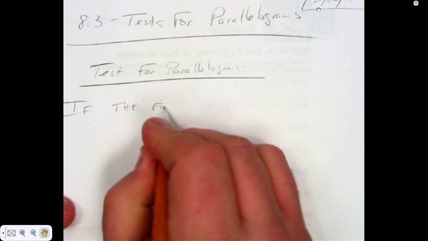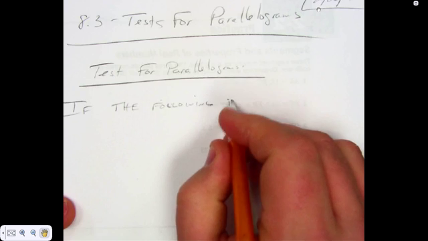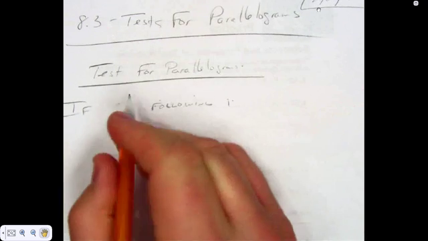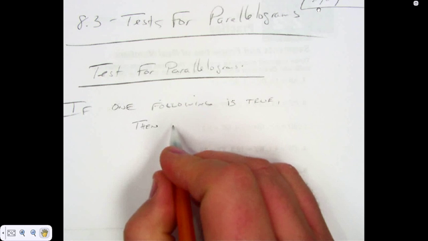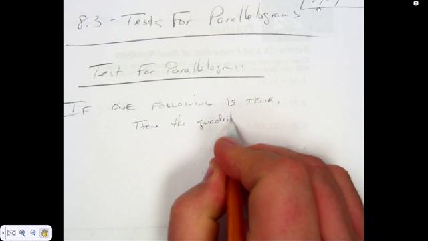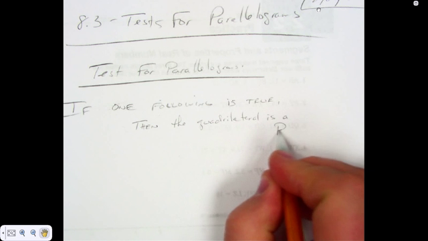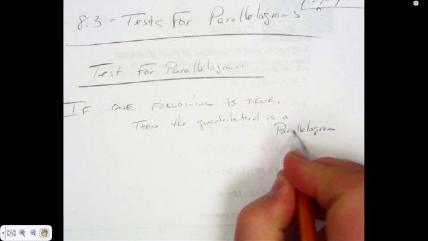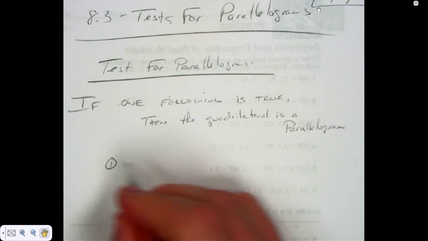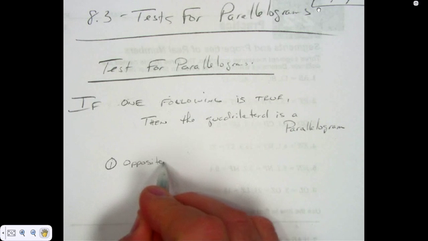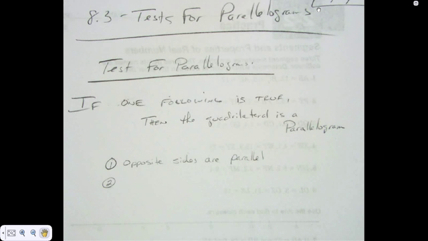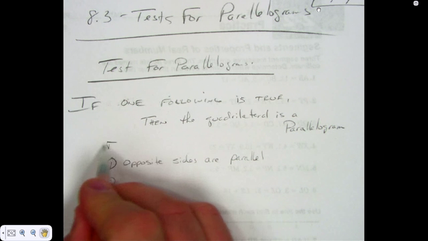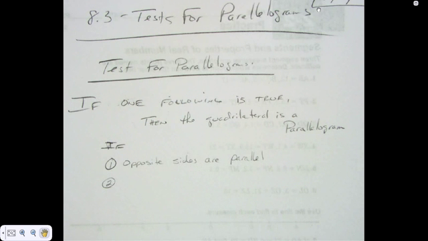If one of the following is true, then the quadrilateral is a parallelogram. If the opposite sides are parallel. If the opposite sides are parallel, then it's a what? Parallelogram.